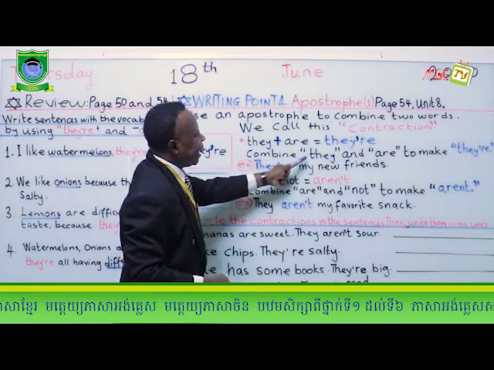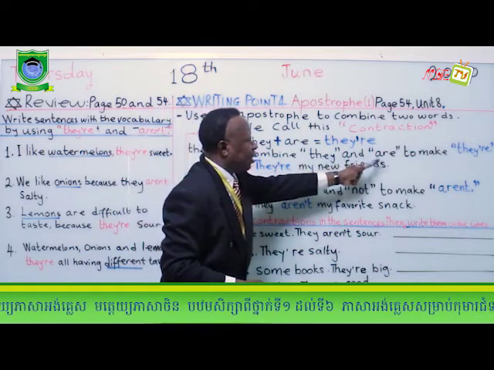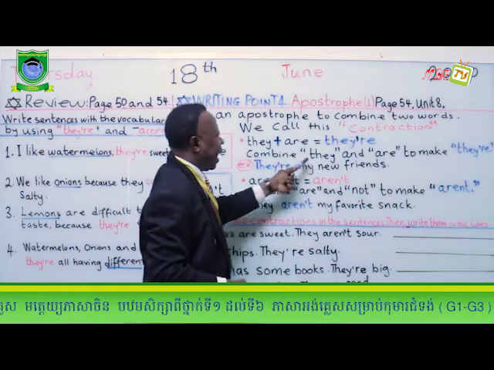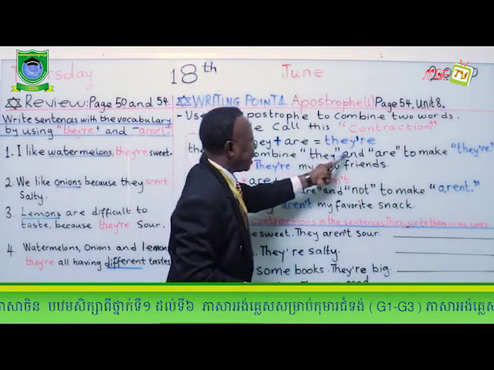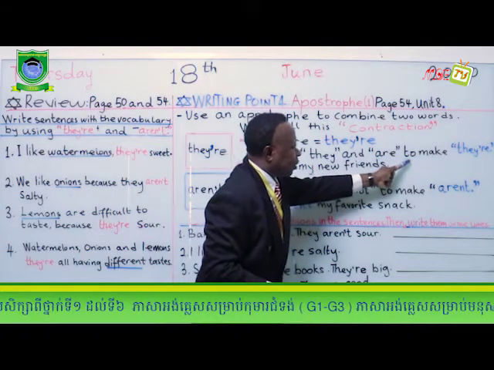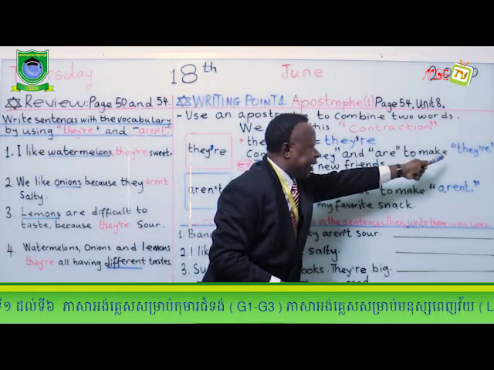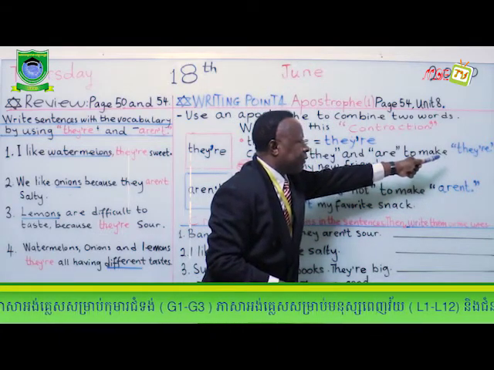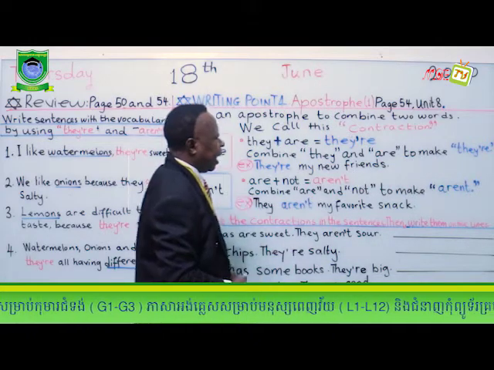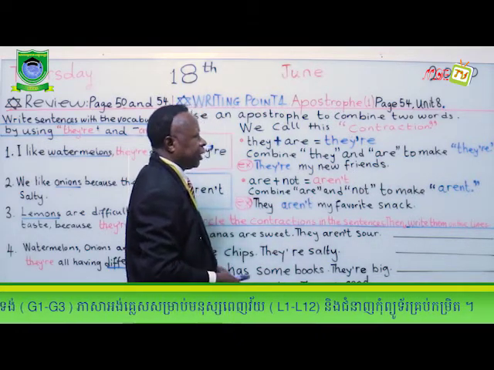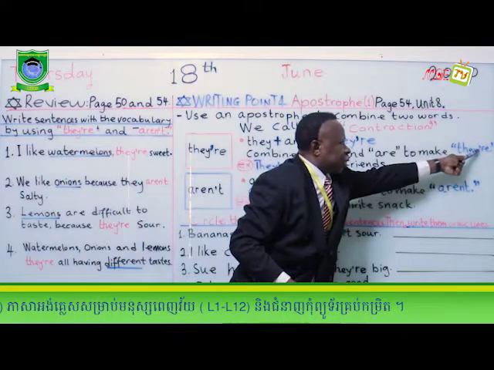Combine they and are to make they're. So they plus are has been combined, and they are in the short form is they're. They're, because of the apostrophe, have the contraction there.